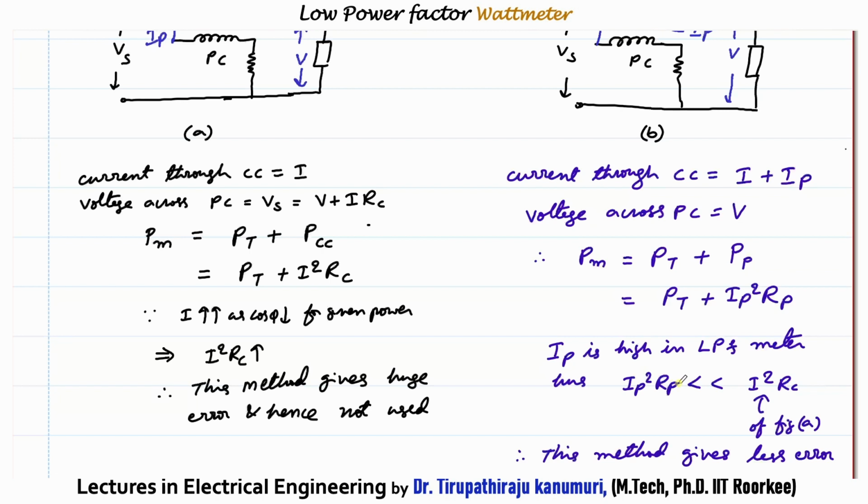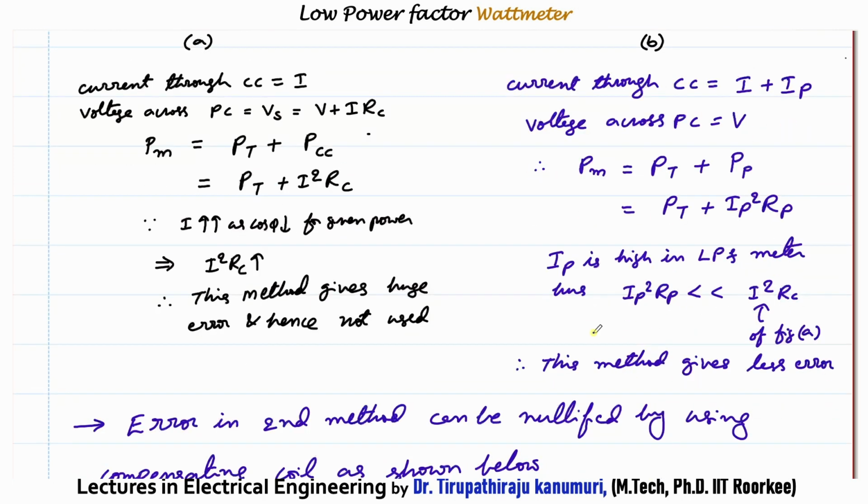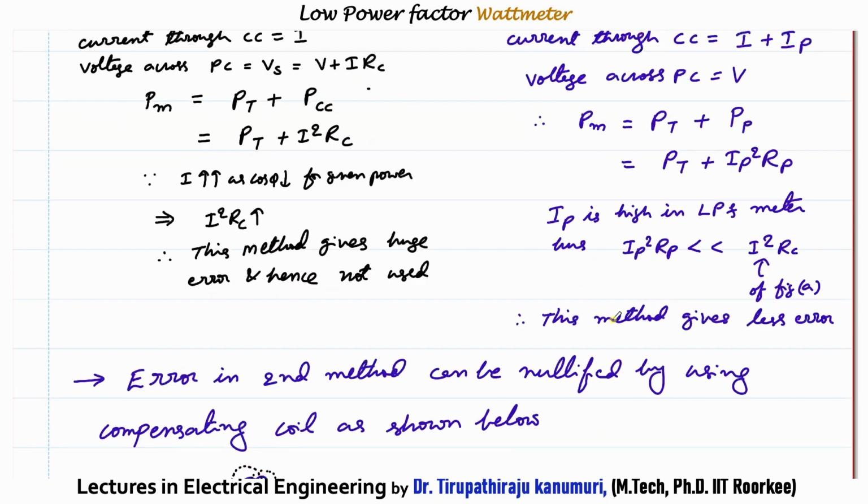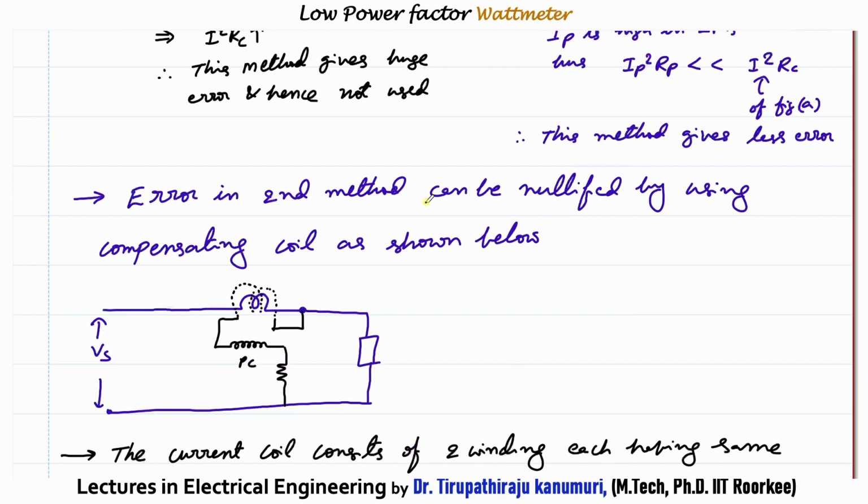That is, if the pressure coil is connected on the load side, it gives less error compared to type A. The reason is the power consumed by the pressure coil is far less than the power loss in the current coil under lagging power factor conditions. So the error introduced in the second method, figure B, that means connecting the pressure coil on the load side, gives the minimum error.